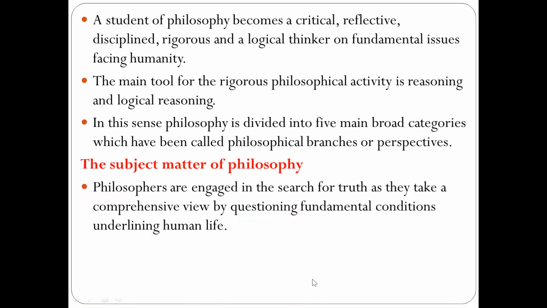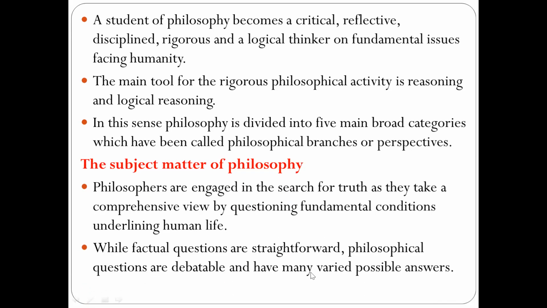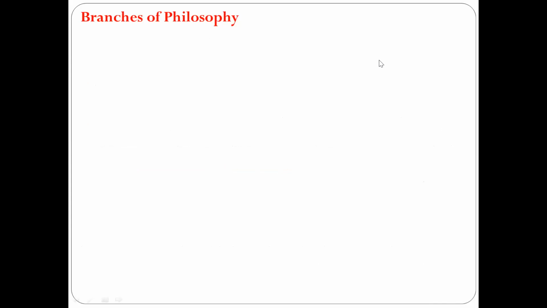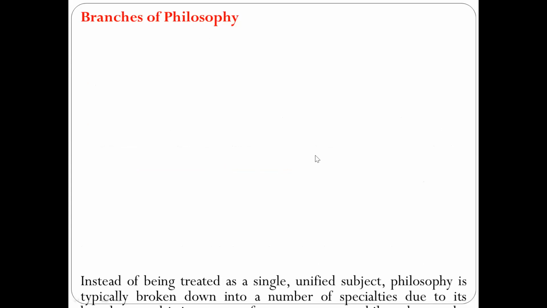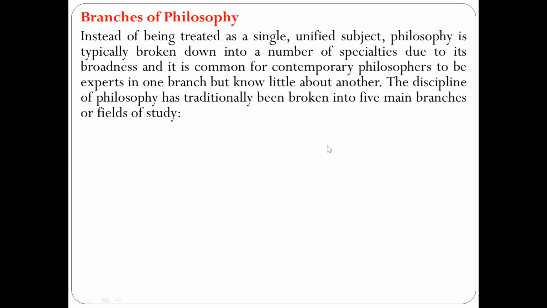Subject matter of philosophy. Philosophers are engaged in the search for truth as they take a comprehensive view by questioning fundamental conditions underlying human life. While factual questions are straightforward, philosophical questions are debatable and they have many varied possible answers. The branches of philosophy. Instead of being treated as a single unified subject, philosophy is typically broken down into a number of specialties due to its broadness, and it is common for contemporary philosophers to be expert in one branch but know little about another. The discipline of philosophy has traditionally been broken down into 5 main branches or fields of study.